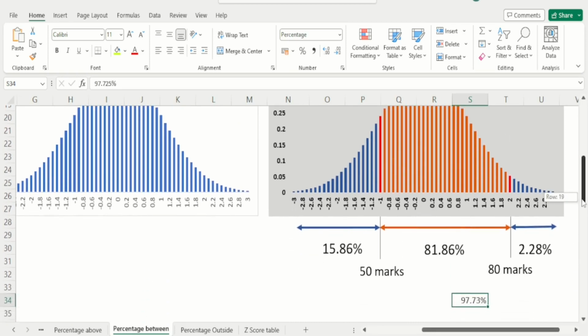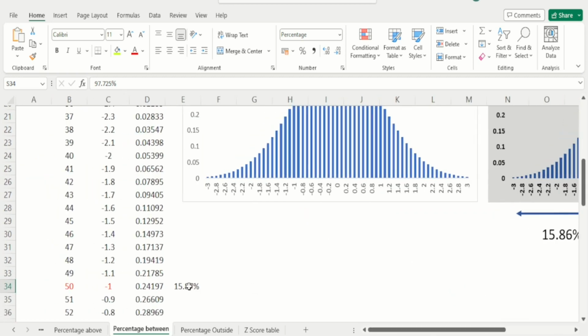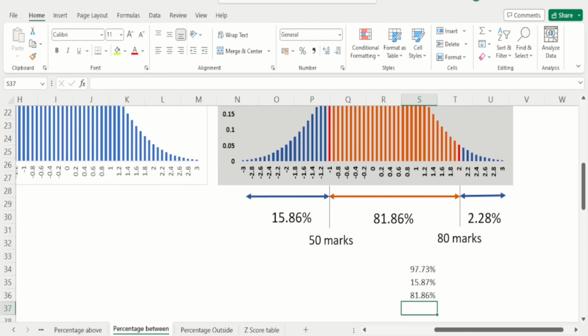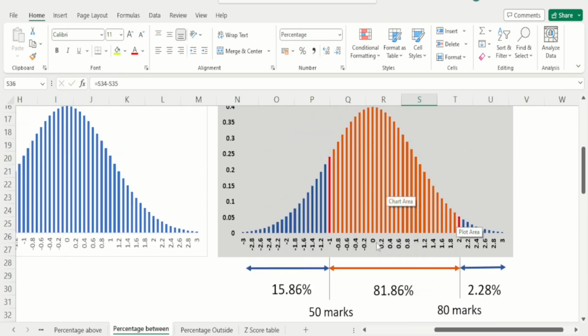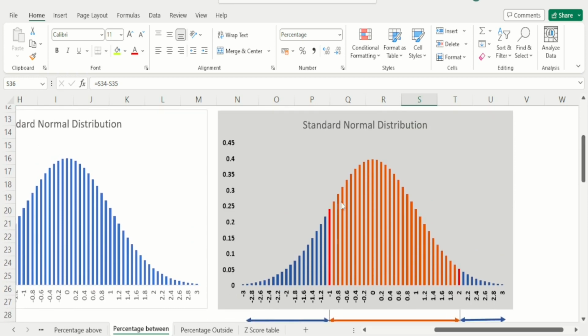What is the smaller blue area? The smaller blue area is nothing but the probability of the z-score of -1, which is 15.87. Let's put that here. And then if we subtract both of these, we will arrive at the brown colored section, which is 81.86. That's what you see on the diagram above. This is how we arrive at this number of 81.86%, or 81.86% of the data distribution of the marks lies between these two.